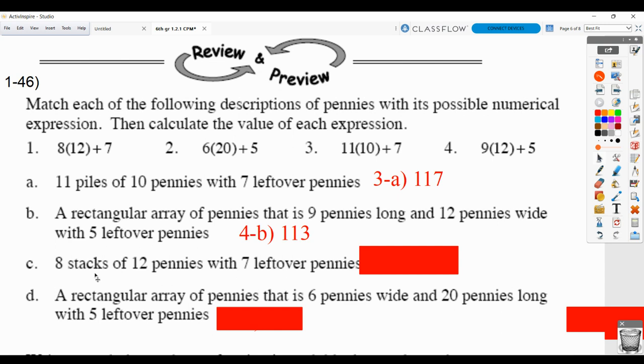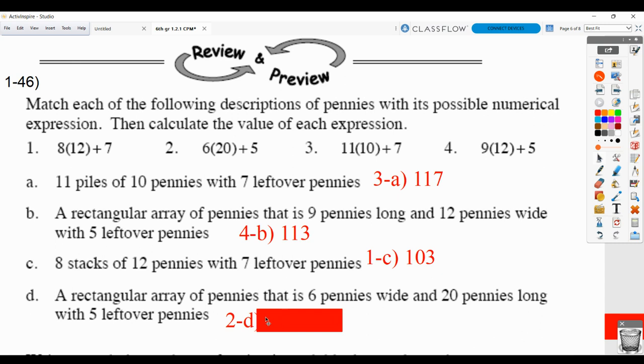For C, we've got 8 stacks of 12 pennies with 7 left over, which would be the first one here. So 1 matches with C, and 8 times 12 is 96 plus 7 is 103. And then here we've got 6 pennies wide, 20 pennies long, 5 left over, so of course that's this one. So 2 matches with D, and the value of that is 125.